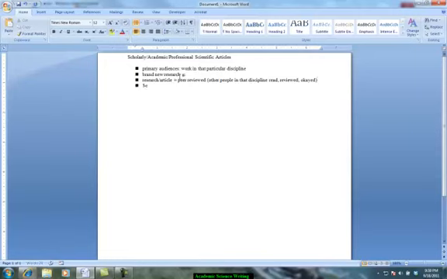Now, these can also serve a secondary audience, an audience that is interested in the field. They don't necessarily work in that field or have a direct stake in that field, but they're interested in what's going on, and that can certainly be part of it. But this is the target audience right here, those that work in that particular discipline.